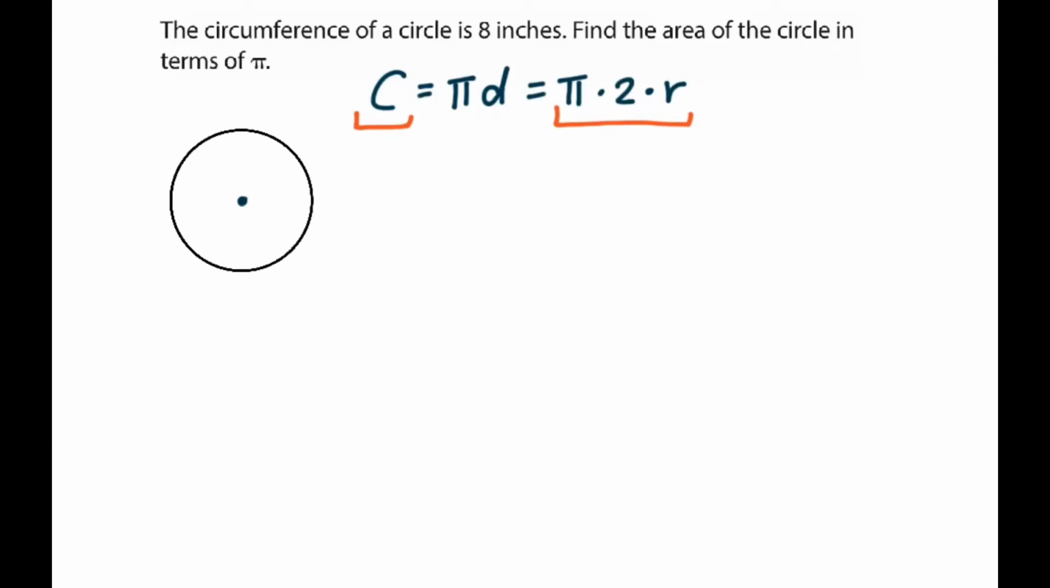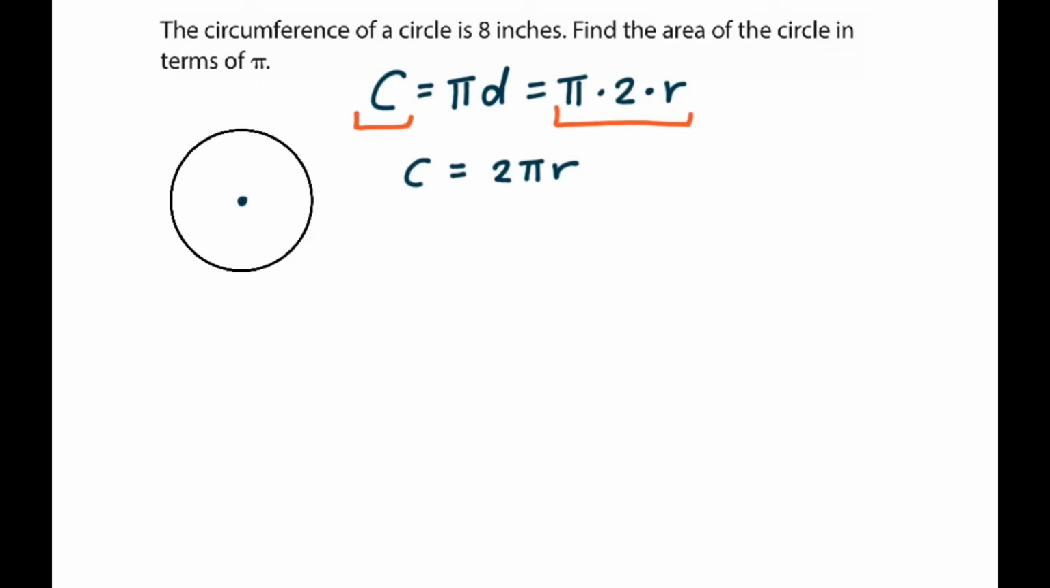And we want to copy this down here. If you want to make it look better with the coefficient in the front, you can put C equals 2 times pi times r. Now, to get the area, we need the radius. So we are going to use the information we know, which is 8, and then we want to isolate r.